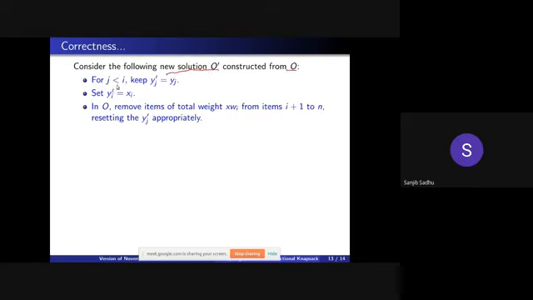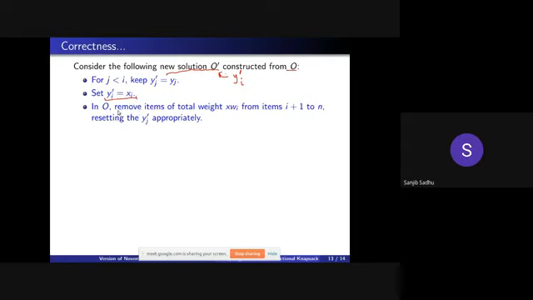How? For j less than i, all the solutions will have an index like this, yi prime, where prime indicates O prime. So for all j less than i, means 1, 2, 3, up to i minus 1, yj prime is equal to yj. I am not changing that. And now we will set yi prime equal to xi.